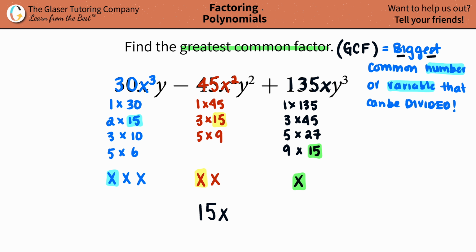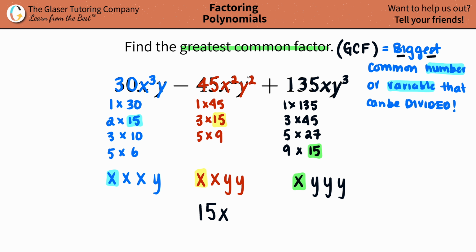Now let's do the same thing with the y's. For 30x cubed y, how many y's do we have? We got 1 y. 45x squared y squared, how many y's do you have? You got 2 y's. Y squared, 2 y's. And 135xy cubed, how many y's? 3 y's.